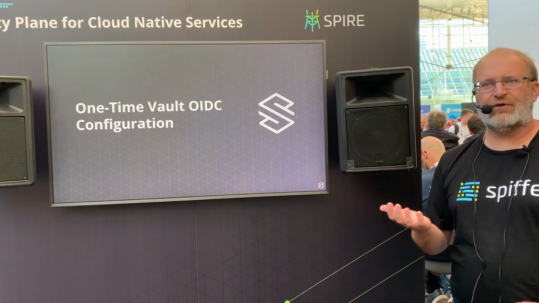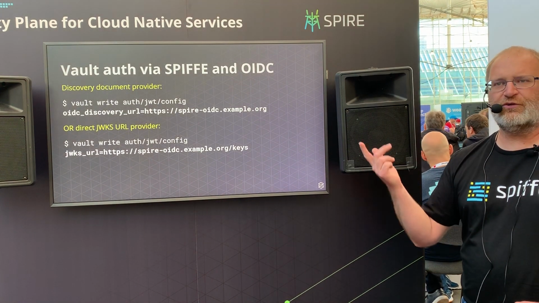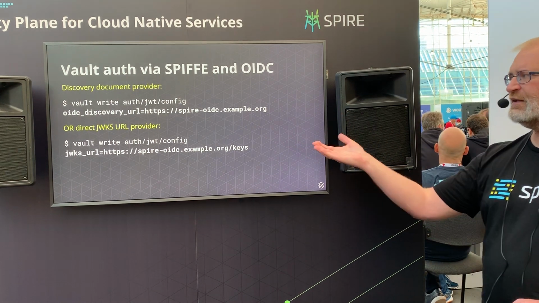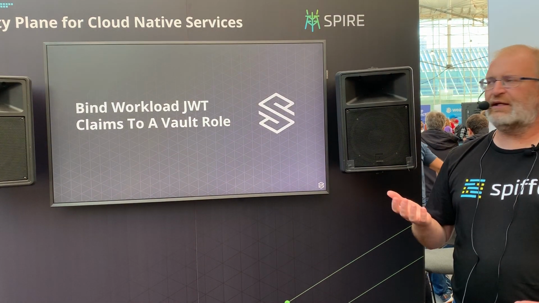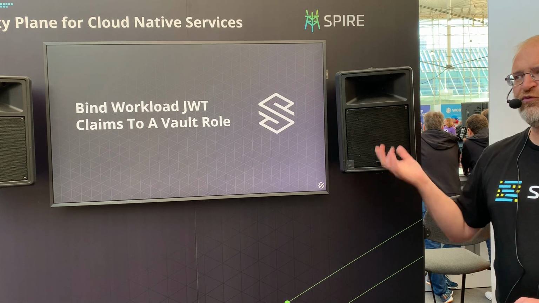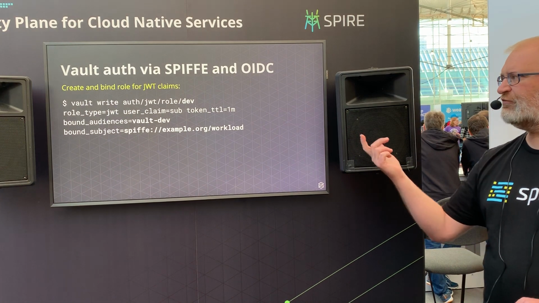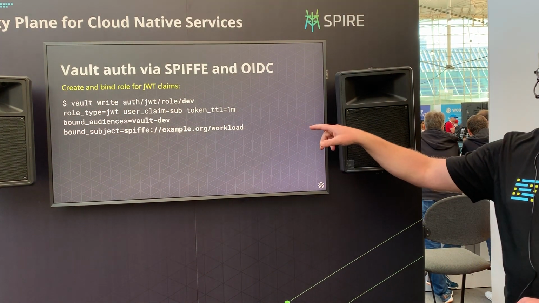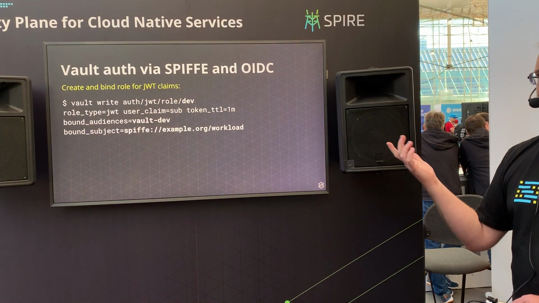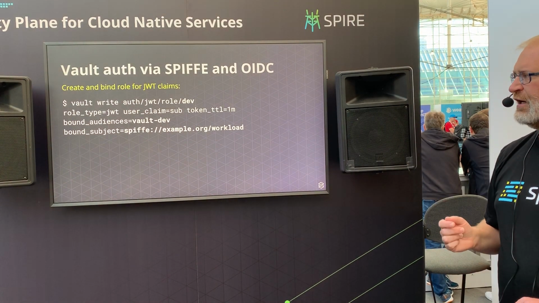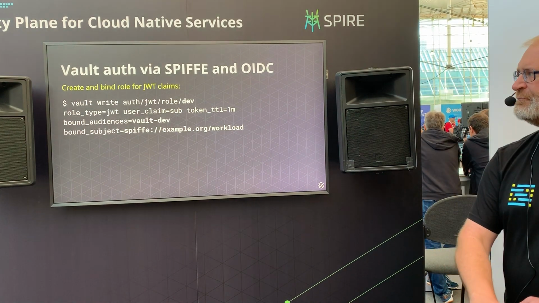All right, so there's some one-time configuration we have to do with Vault so that it knows about the OIDC provider. There are two ways we can do this. We can do this either through the discovery document or directly to the JWKS. Next, we need to bind the claims for that workload to a Vault role. So here we create a Vault role called dev. We give it a very short TTL so that those credentials are not useful for very long. We have a bound audience that is the same audience that we saw in the JWT, and then a subject, which again is the SPIFFE ID, the identifier for that workload.